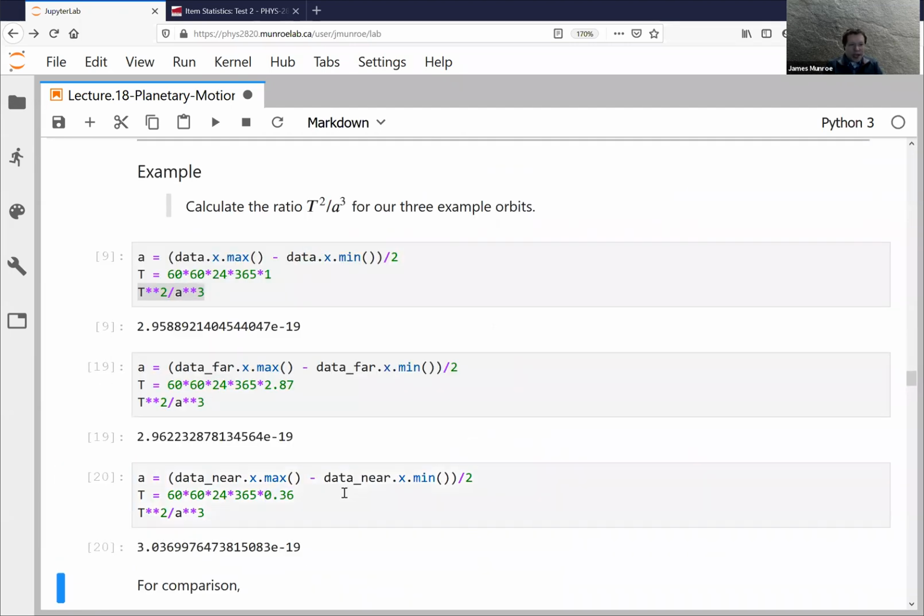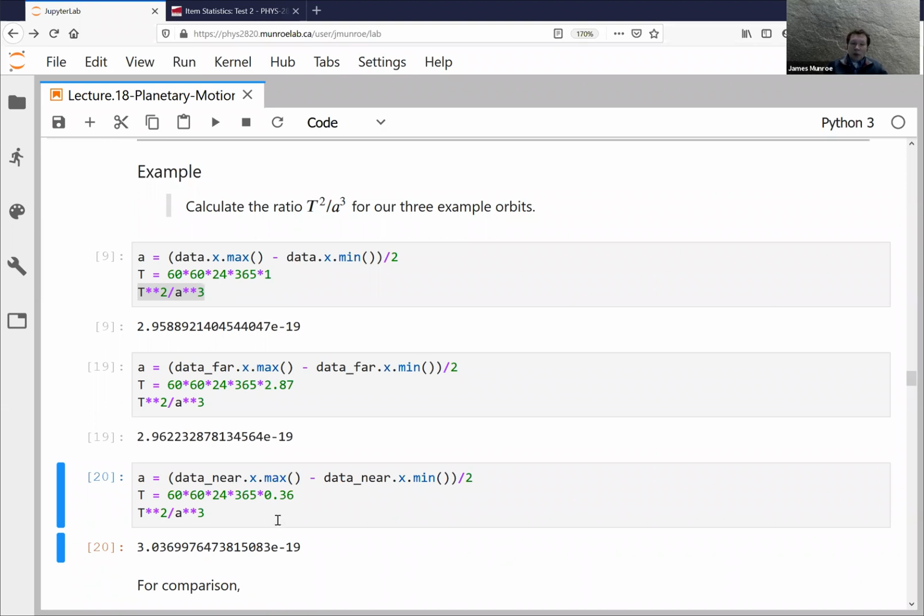You get another number. Okay, and here's the point. This number, and this number, to 2 significant figures, 3.0 times 10 to the minus 19, 3.0 times 10 to the minus 19, 3.0 times 10 to the minus 19. All 3 of these things are the same value. That's what Kepler's law says, that ratio is always the same. And these are for non-constant speed. These are not circular orbits. Well, the first one is, but the other 2 are not. The speed is changing in time all the way through.